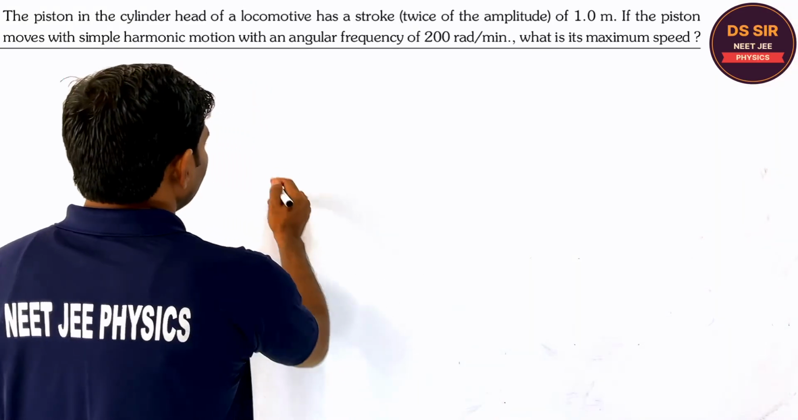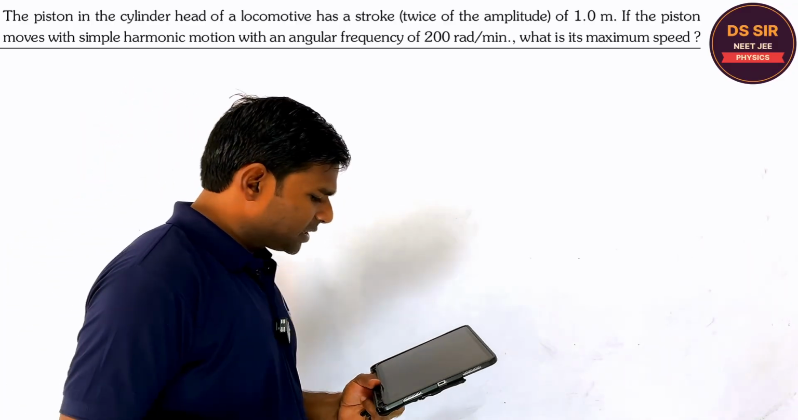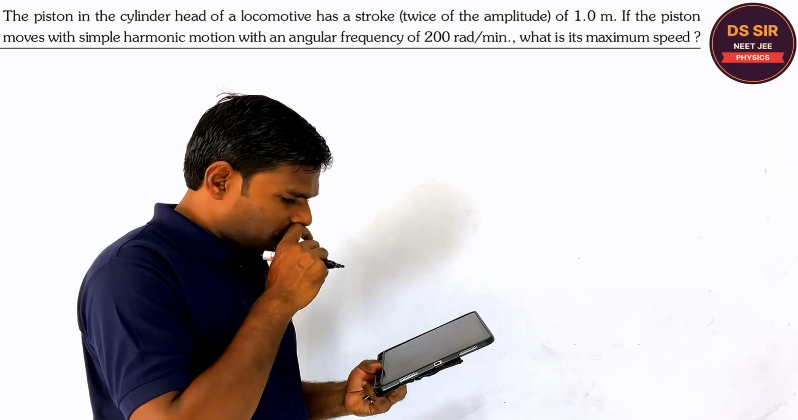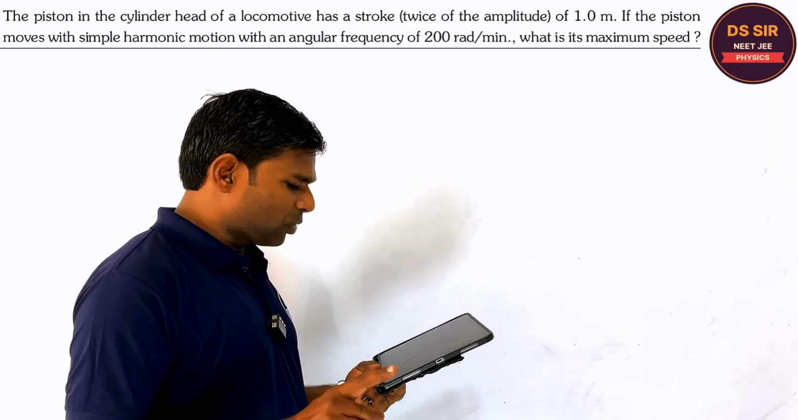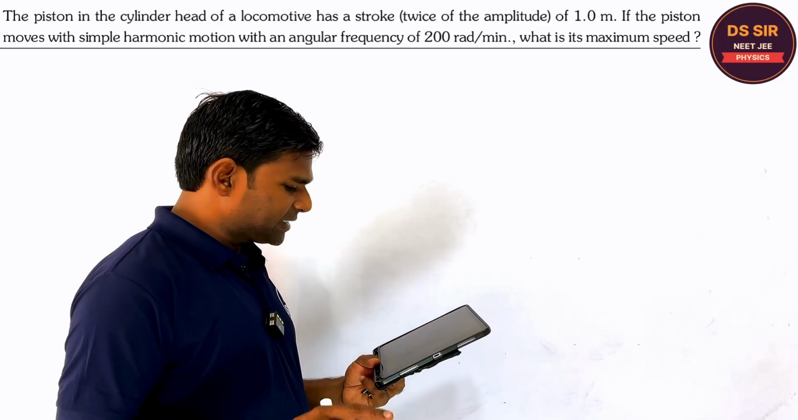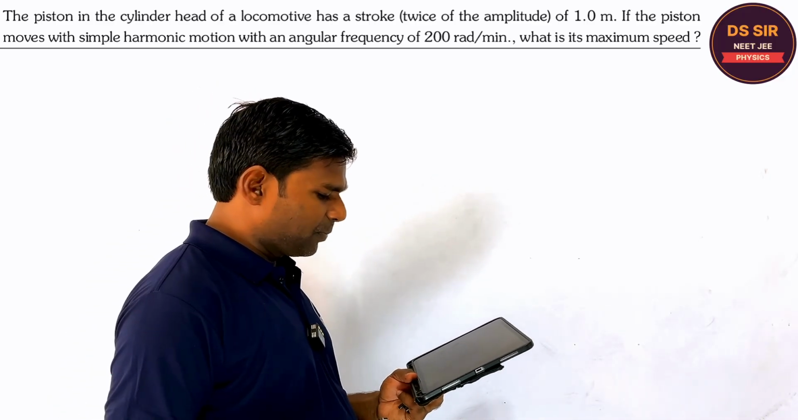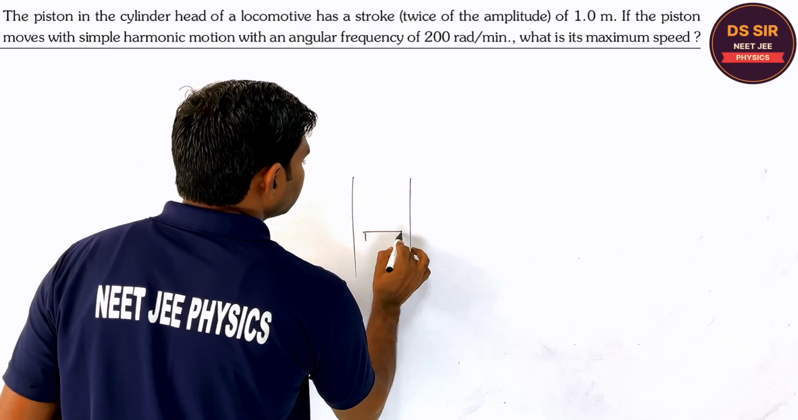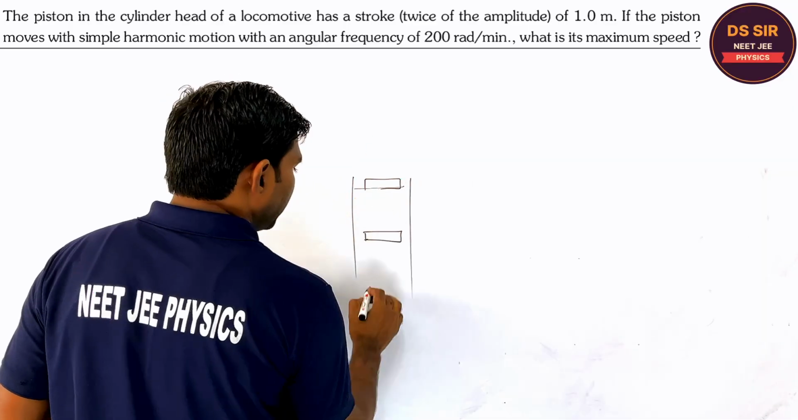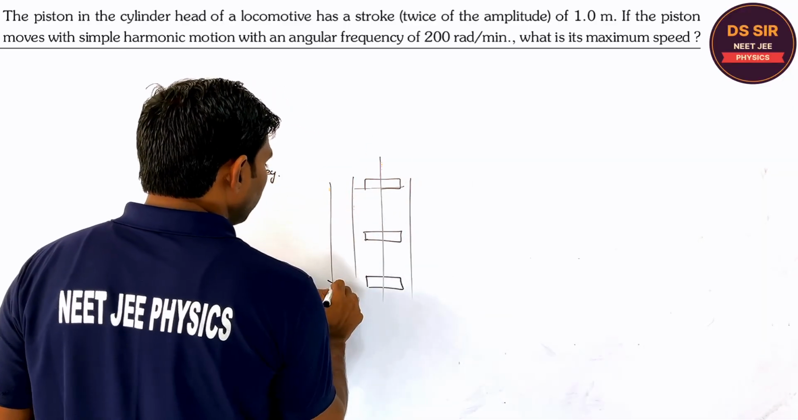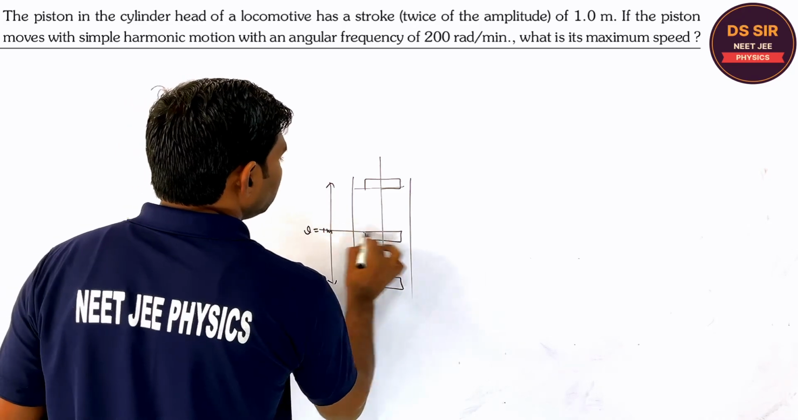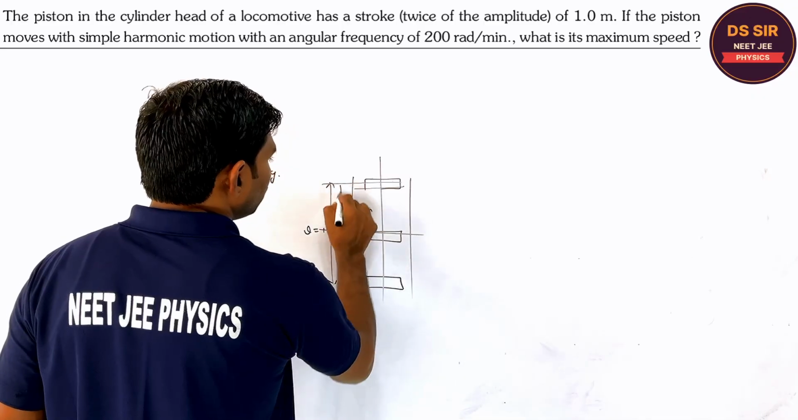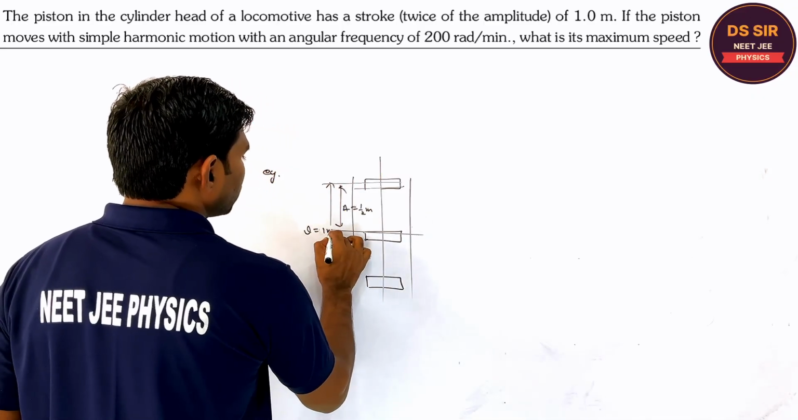Copy this. In the last example, a piston in the cylindrical head of a locomotive has a stroke twice the amplitude. The stroke is 1 meter. If the piston moves with SHM, angular frequency is given as 200 radian per minute. What is its maximum speed? Suppose this is the cylinder and here is a piston. The piston moves up and down like this, right? The length of the stroke is 1 meter, which is twice the amplitude, so amplitude is half the length of the stroke. Is it clear or not?